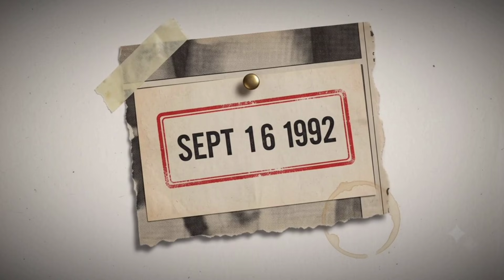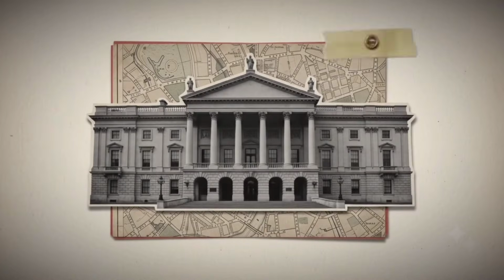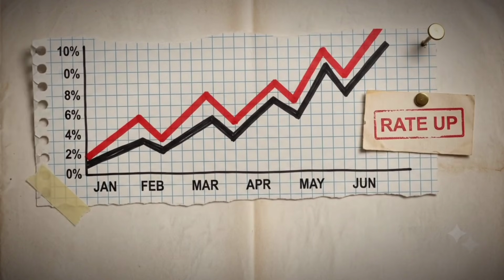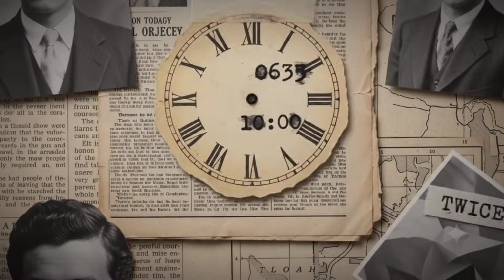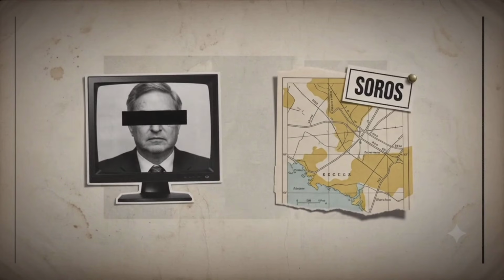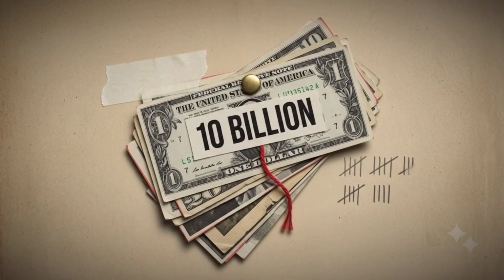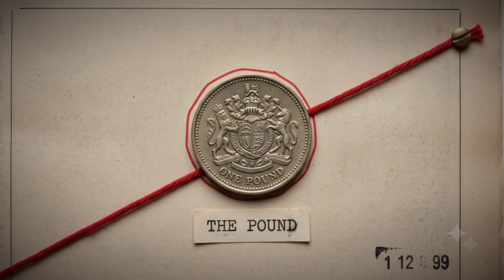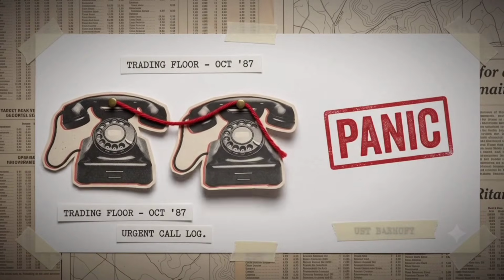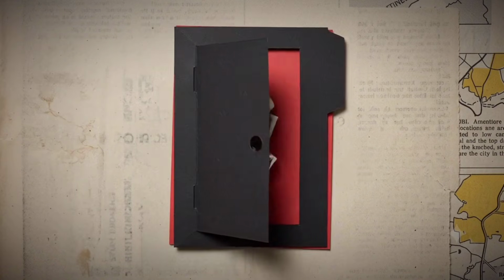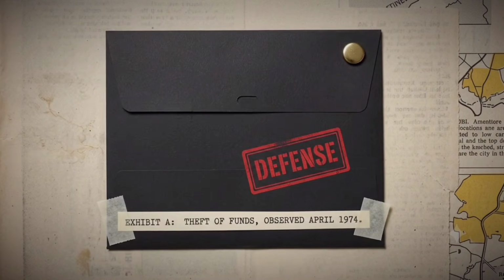September 16th, 1992. London. The Bank of England raises interest rates twice in one day. A hedge fund manager named George Soros has bet nearly $10 billion against the pound. Traders call the desk in a panic. By evening, the bank has spent billions trying to defend the currency.